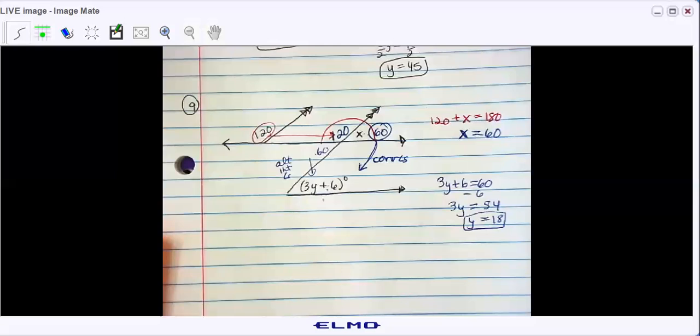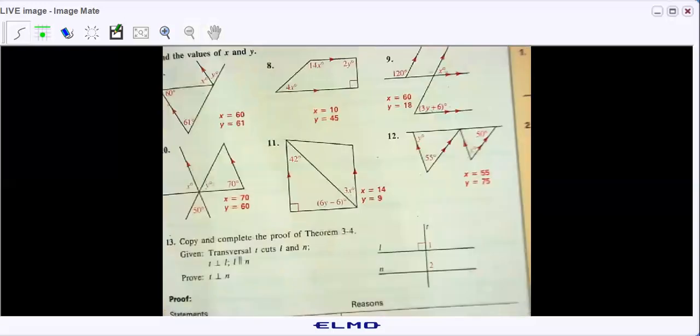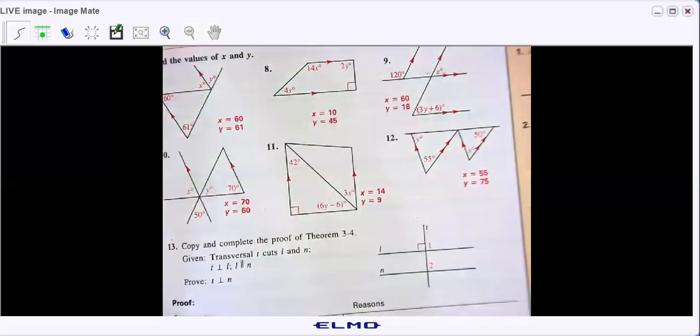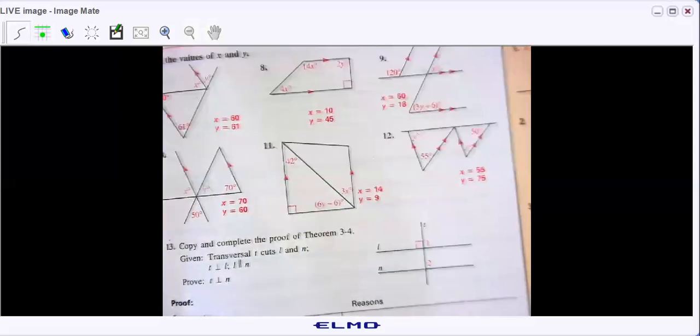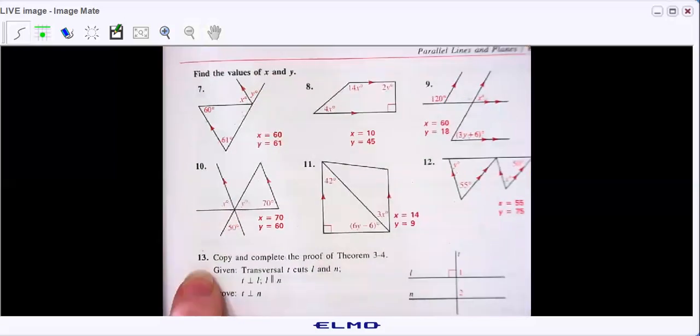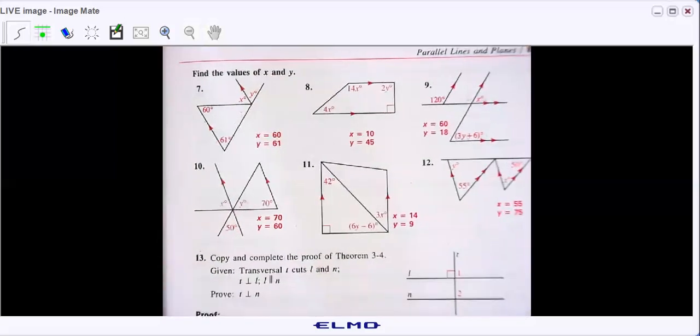No. Okay. We're going to look at other ones really quick, because I've had a few people email me and come to office hours looking at these. So these are the problems, and yes, you do have the answers in your book. Okay, you do not have to do 13, but you do have to do 14, 15, and 16.